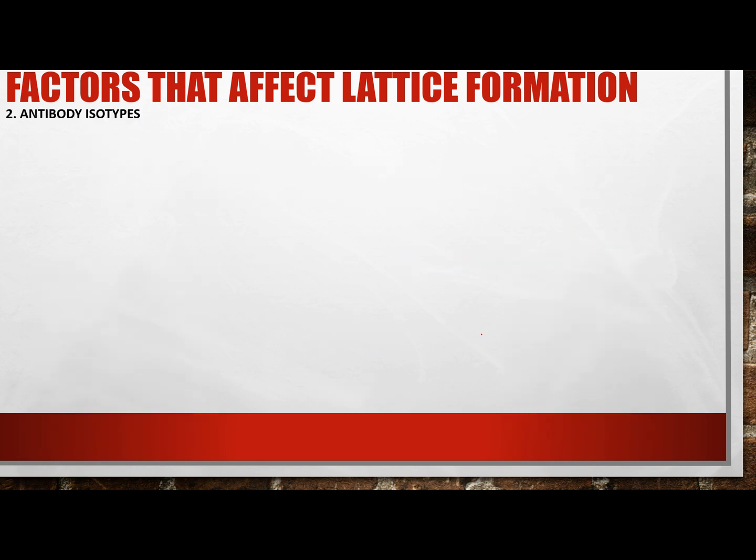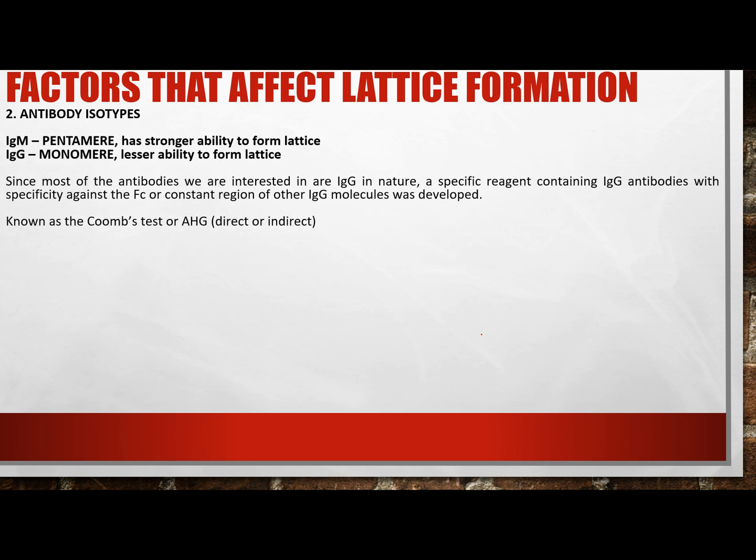And then another one is to consider antibody isotypes. As I mentioned earlier, IgMs are pentamers, so they have a stronger ability to form lattice, while IgGs are monomers, with lesser ability to form lattice. Since most of the antibodies we are interested in are IgG in nature, a specific reagent containing IgG antibodies with specificity against the Fc or constant region of other IgG molecules was developed. Since our target is IgG, as I mentioned earlier, IgGs are the ones known to cause reactions inside our body.